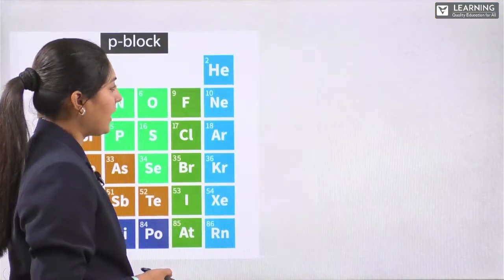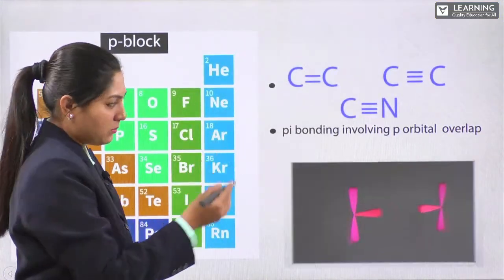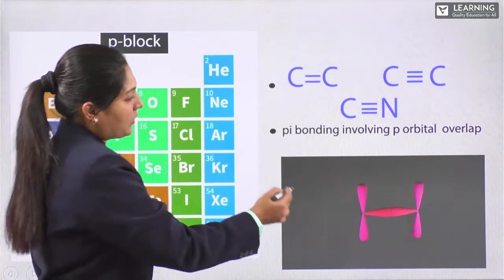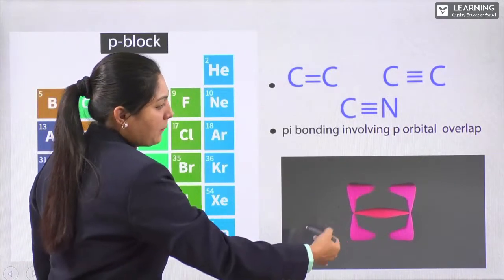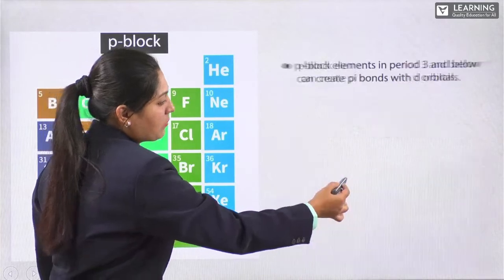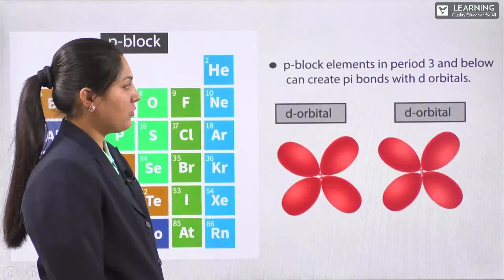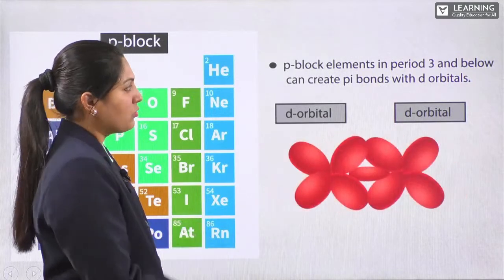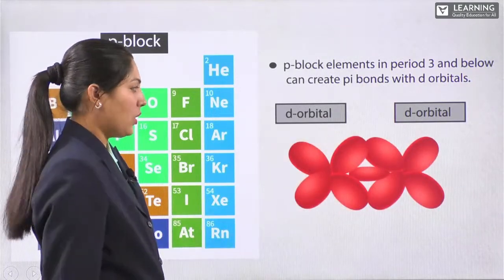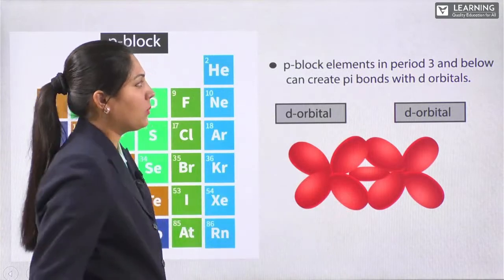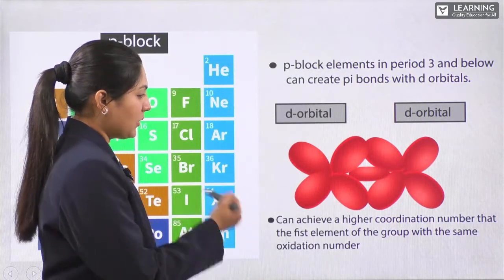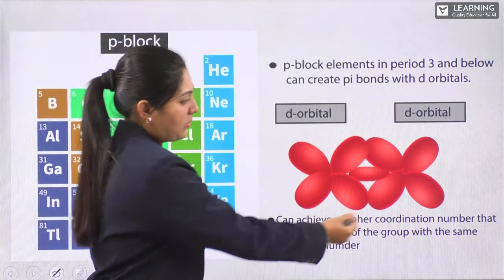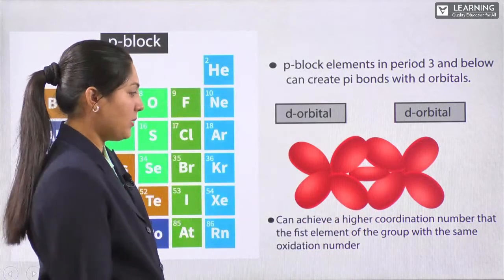So here we have the multiple bonds which are involved. You can see here when they overlap, this is the pi bond that is formed. These are dd orbitals, which can overlap forming the d pi orbital. So this is the d pi orbital which has been formed. You can see here that higher coordination can be achieved from these orbitals.